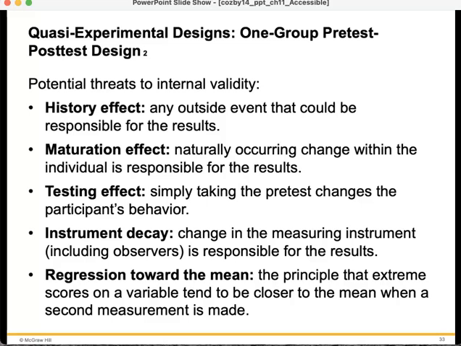In other contexts, taking a pretest may also sensitize people to the purpose of the experiment and make them more adept at a skill being tested.